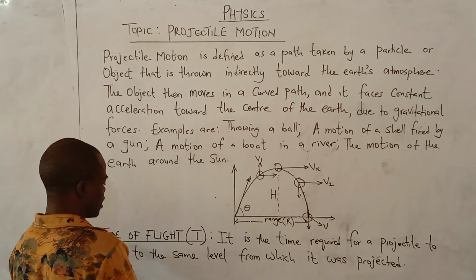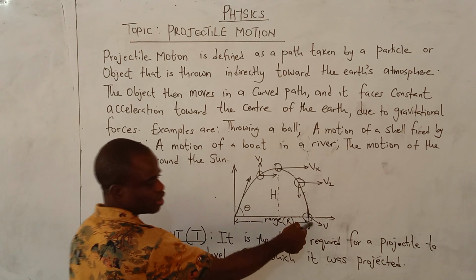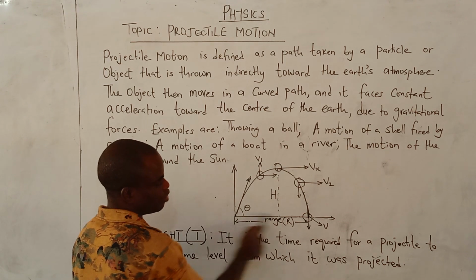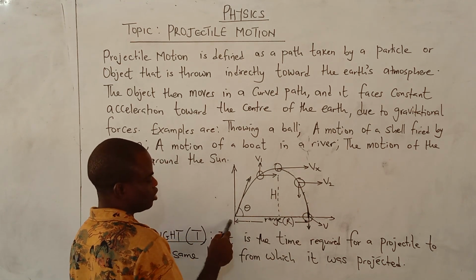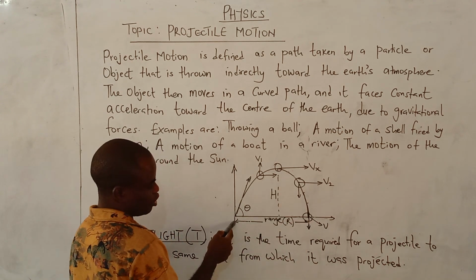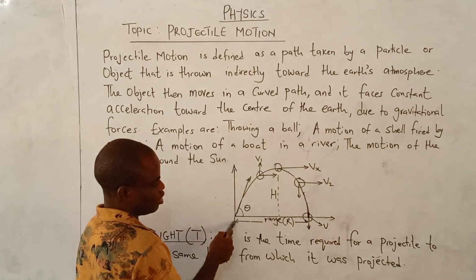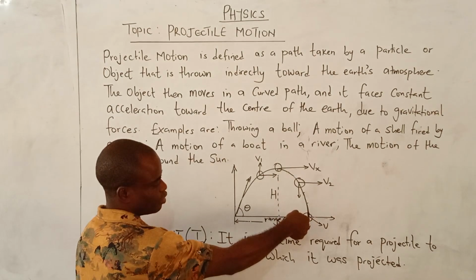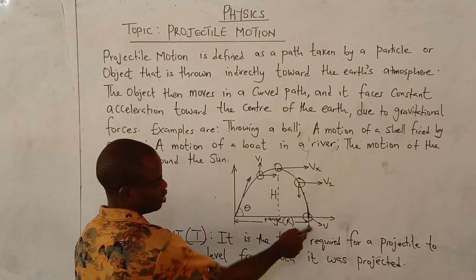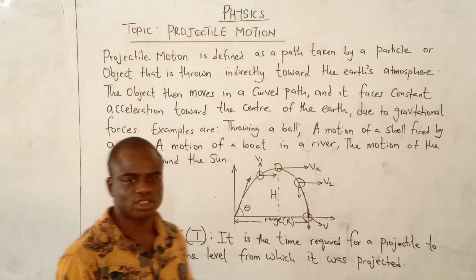Now, the time of flight is the time required for a projectile to return to the same level from which it was projected. This is where the object is before you fire the gun or your catapult. When you want to kill a bird, it forms a parabolic form, and from the point where you fire the gun to the point where the bullet lands is the range, and this is the height. And we're going to derive an expression for the time of flight. That's the next thing we are going to do.